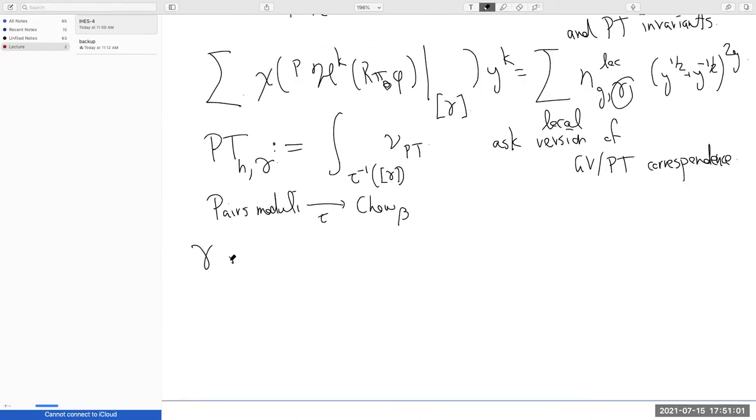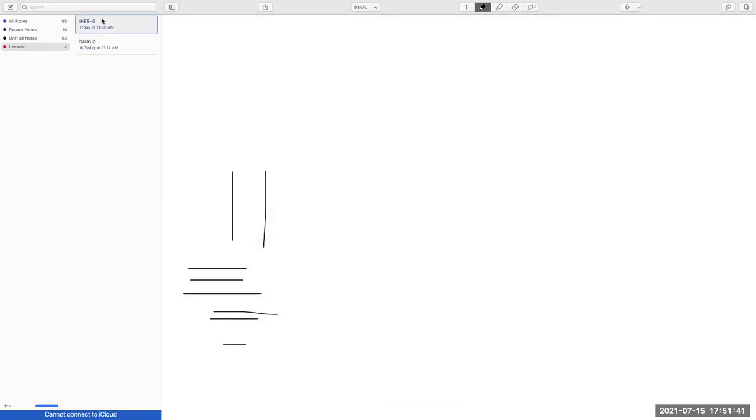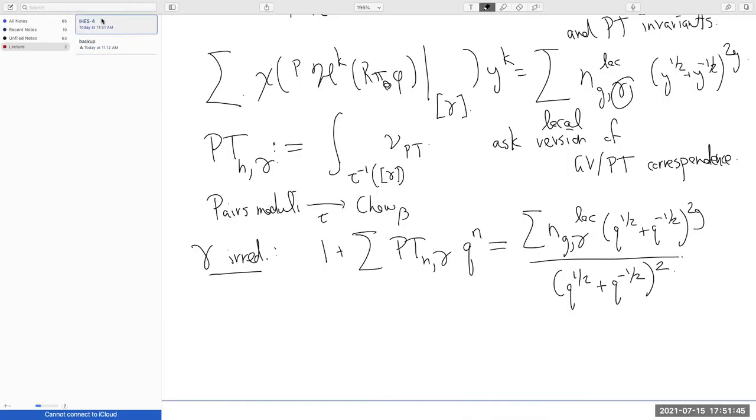But the cleanest version happens if gamma happens to be irreducible. So some irreducible curve with multiplicity one. And then I just get something that looks a lot like my original MNOP formula in the smooth case. And so really it's this local one that implies the global one, and I just have to integrate over the Chow variety. And this local one, you can try to understand cycle by cycle. Okay.